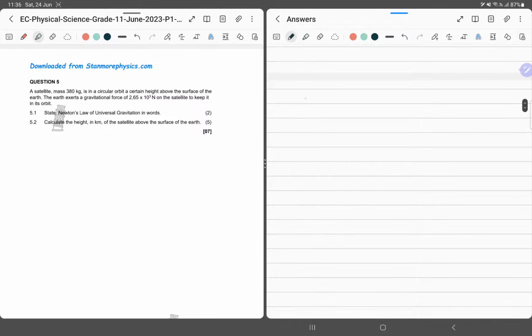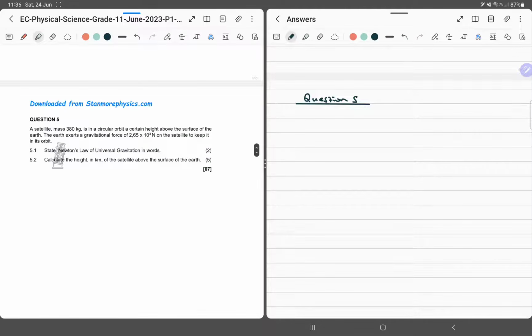Okay, so we've got question 5. Question 5 says a satellite of mass 380 kgs is in a circular orbit at a certain height above the surface of the Earth. The Earth exerts a gravitational force of 2,65 times 10 to the 3 newtons on the satellite to keep it in its orbit. Now state Newton's law of universal gravitation in words. Again, textbook work, guys. So to do 5 point.